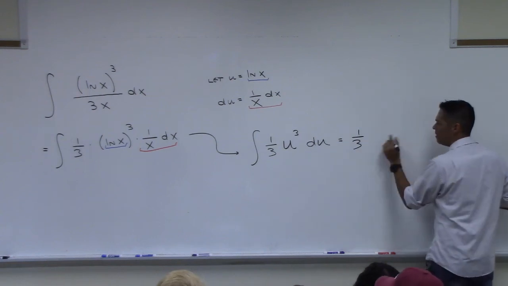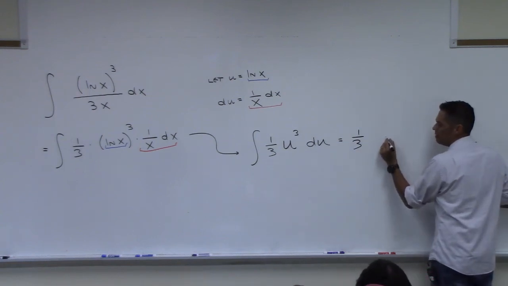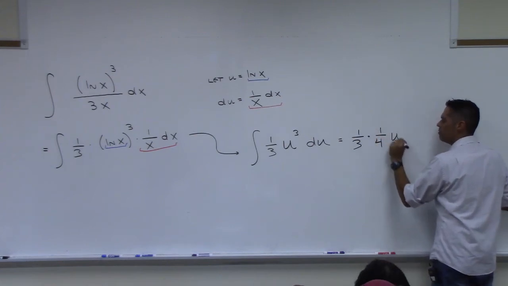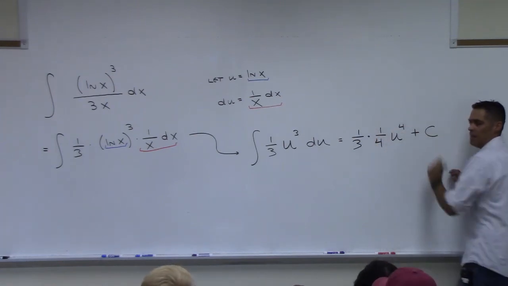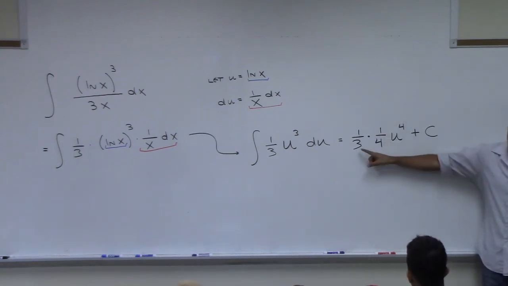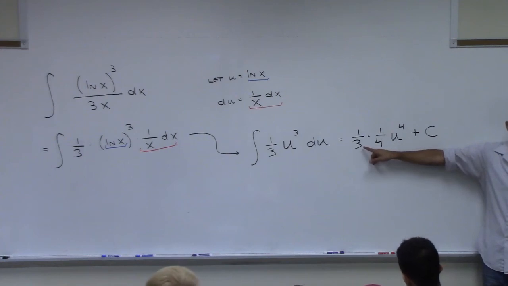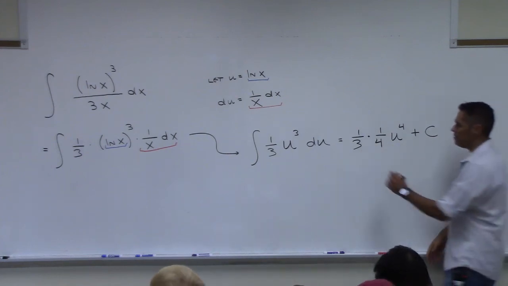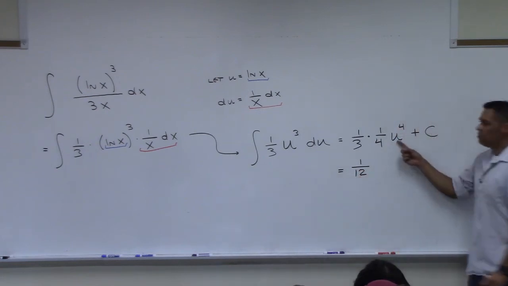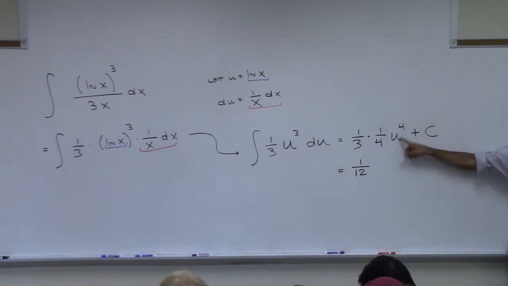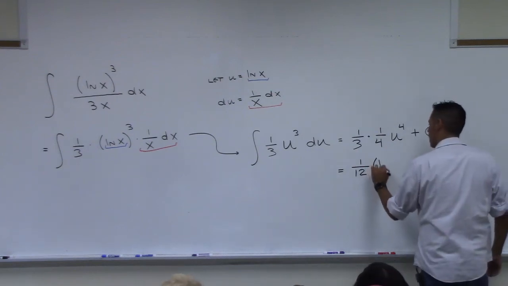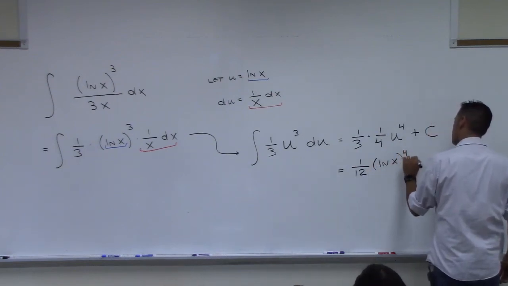And then it's going to be u to the 4th over 4. I'm going to write it as 1/4 u to the 4th plus c. So this right here is the antiderivative of u cubed, but I just slapped on that 1/3 that was out there. And cleaning this up, this becomes 1/12 multiplying across, u to the 4th. What's u though? u is ln x, right? So this becomes natural log of x to the 4th plus c.